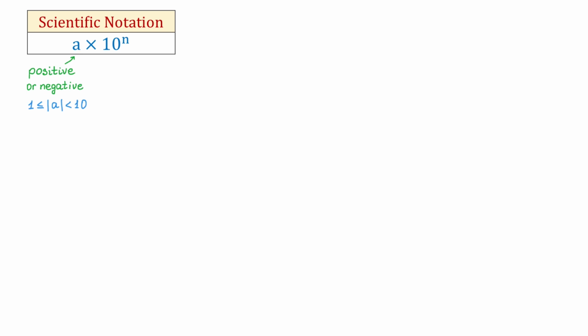In scientific notation, we use this symbol for multiplication, and the exponent n can be any integer. And integers are whole numbers that can be positive, negative, or 0. One example of a number in scientific notation can be 9.5 times 10 to the negative 4th power. Another example, negative 7 times 10 to the 3rd power.